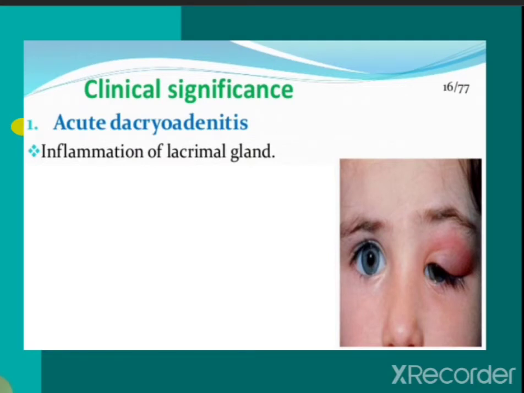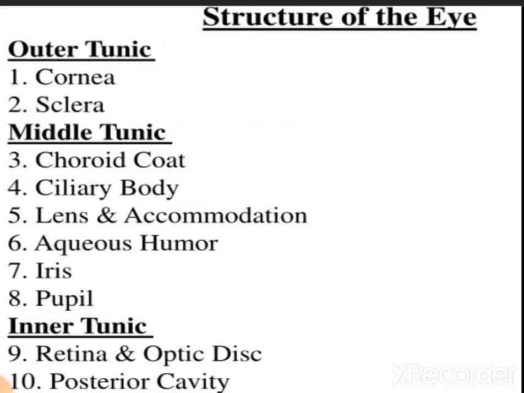Then clinical significance. First is acute dacryoadenitis. It is the inflammation of the lacrimal gland. This is the image which is showing you how dacryoadenitis occurs.